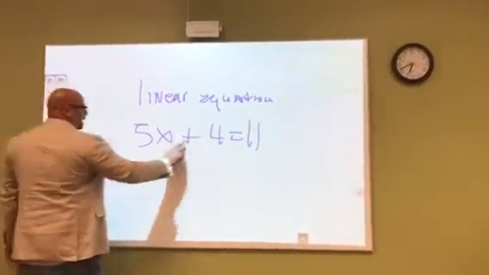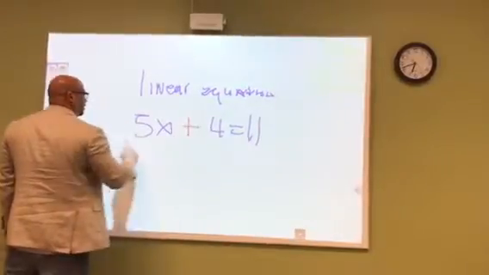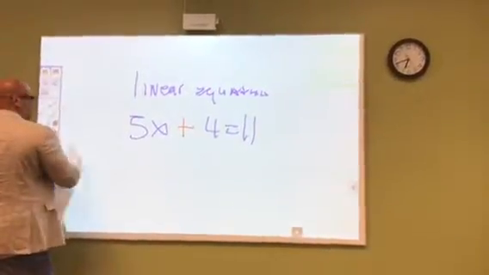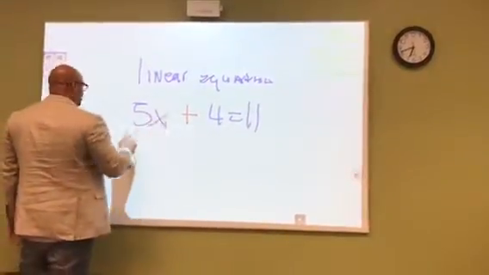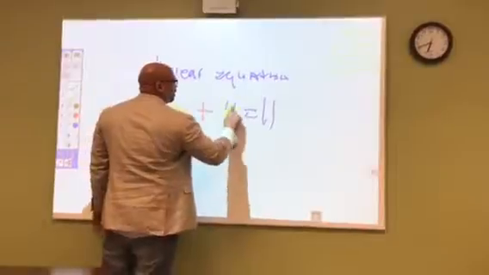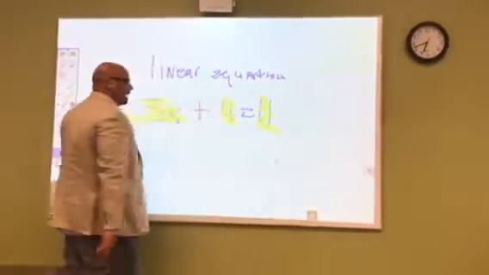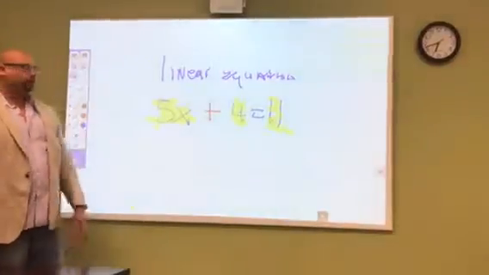So for example, we have 5x plus 4 equals 11, okay? And we learned, again, how many terms do we have here? Three terms. Does that sound right? Yes. There are 3 terms: the 5x, the 4, and the 11. How many operators do we have? 2. The plus and the equal sign are operators, okay?